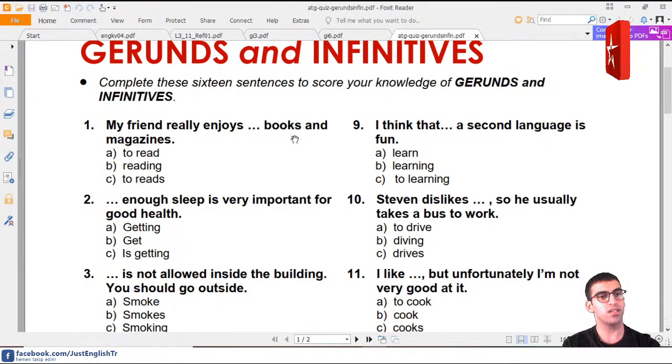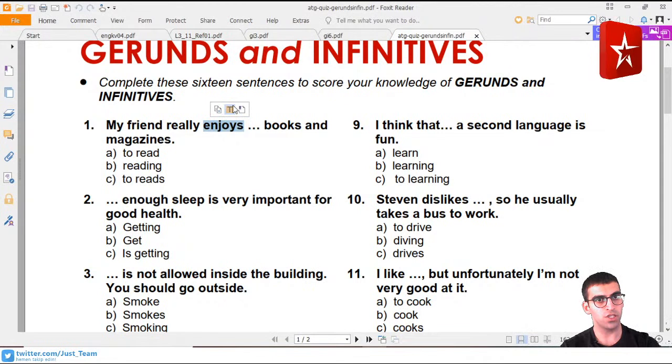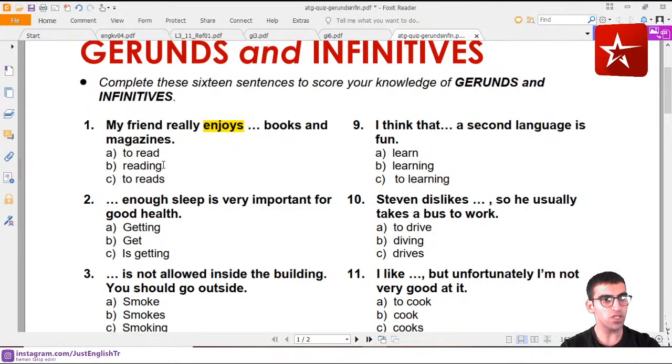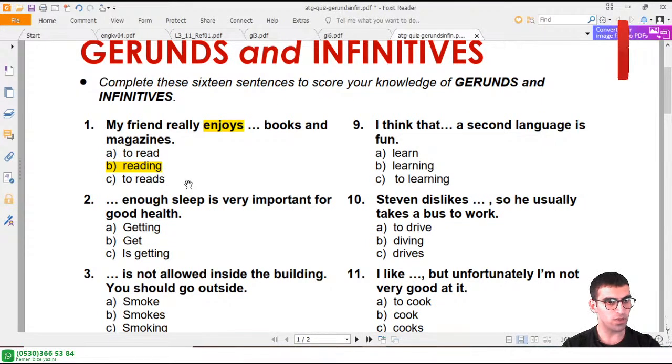Number 1 is reading. Reading is the correct answer for this sentence because after enjoy we use what? We use gerund. Okay, keep in your mind, after enjoy we use gerund. Yes, reading is the correct answer for this sentence. Who was correct? Gül, Safa and Yusuf, Ayşe, Havva, and Adem. Your answers were correct. Great, congratulations.